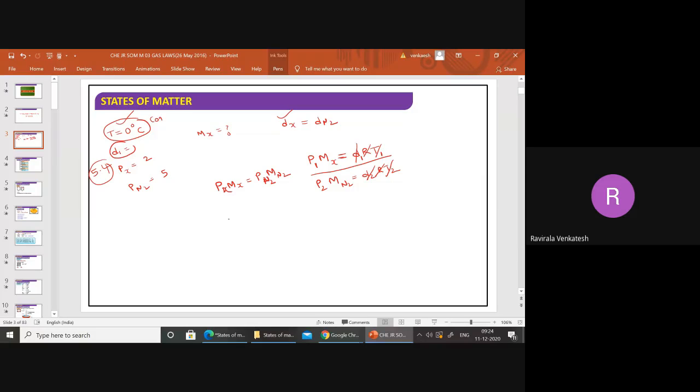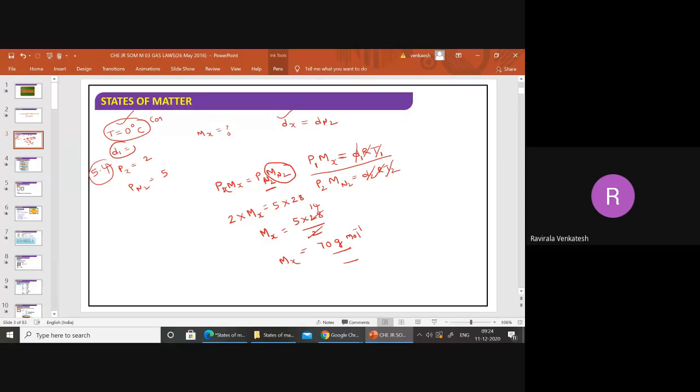Now Px, how much, beta? 2. Molar mass of X I am calculating. Partial pressure of nitrogen, how much is it? 5. Molar mass of nitrogen, anybody? What will be the molar mass of nitrogen? 28. Right. Now molar mass of X will be 5 into 28 by 2. 2 ones are 14. 14 fives are 70 grams. So the molar mass of X is 70 grams per 1 mole.